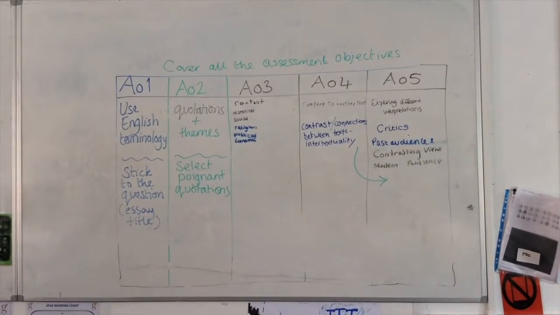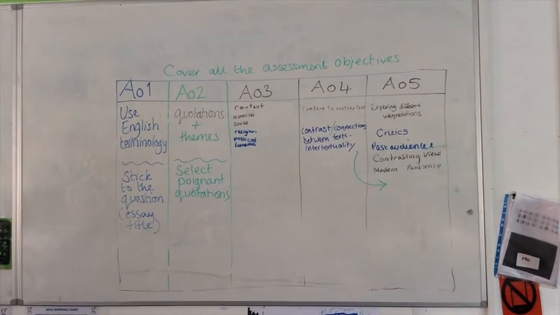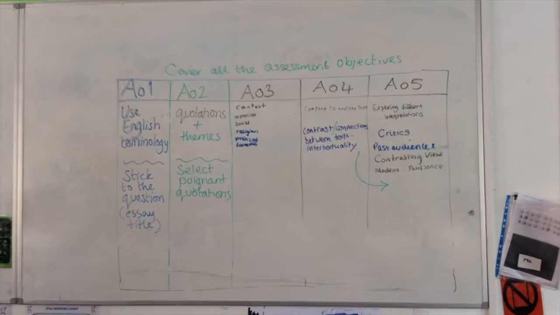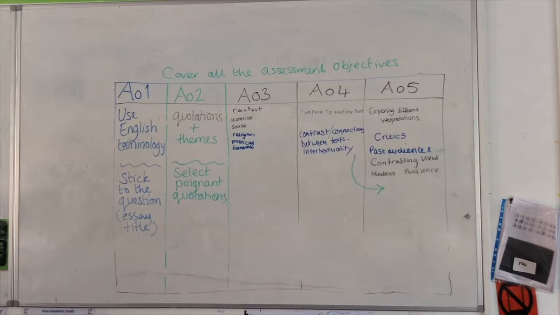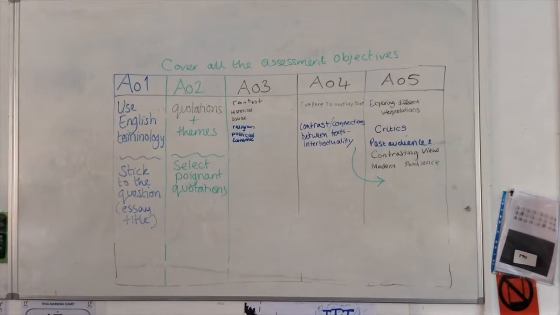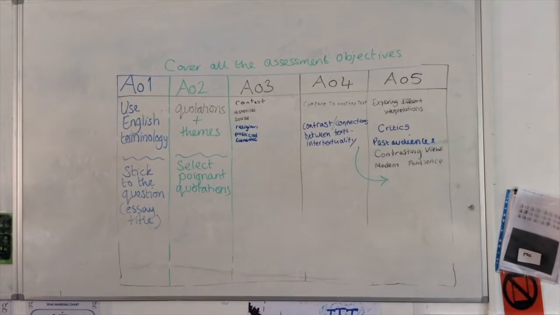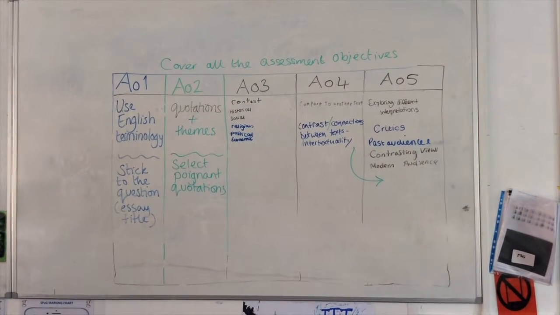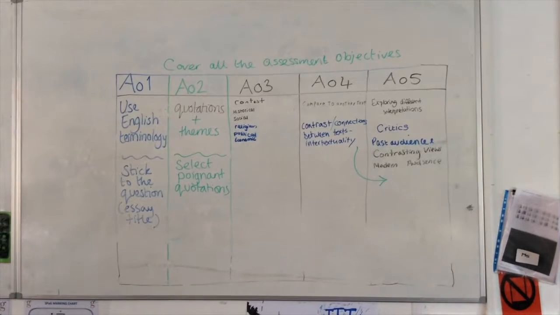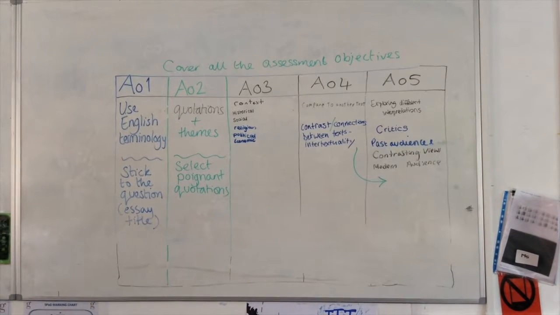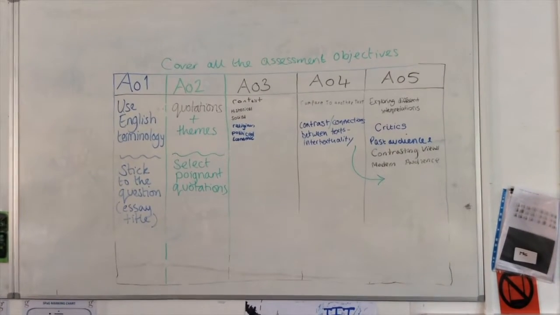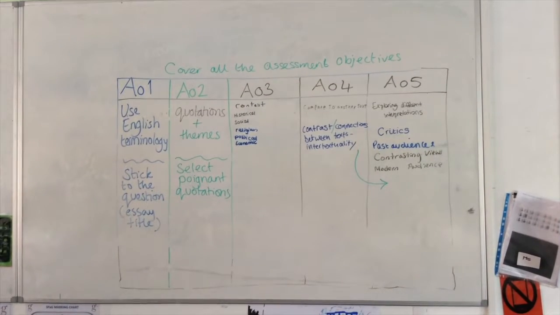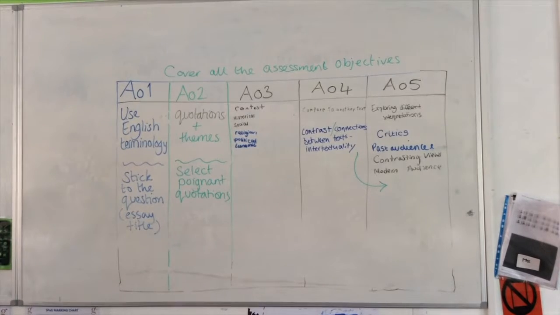As we can see, we have AO1, which is your use of English terminology, making sure that you're always linking back to the question, using subject-specific analysis terms and analytical phrases. The next we have is AO2, which is quotations and themes, whereby you're making sure that in your answer you are always referring back to the theme and selecting really relevant quotations that really thoroughly support your point and move your argument forward.